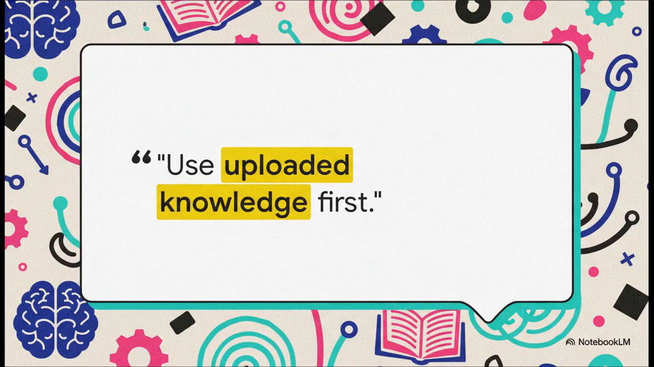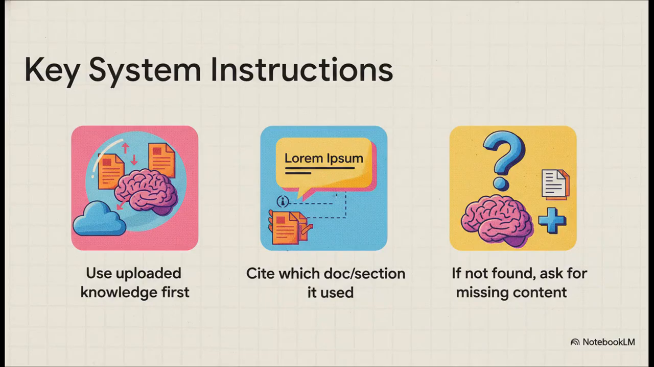Now, if you do go with that custom option, this little sentence is probably the most important instruction you can give it. By telling it to use uploaded knowledge first, you're forcing the AI to rely only on your trusted content, your ideas, your voice, and not just go searching the general internet. It's a game changer. And to make it truly reliable, you want to add a couple more instructions. Tell it to cite which document and which section it used to get its answer. That gives you total transparency. And if it can't find an answer in your knowledge base, tell it to ask you for the missing content. That way, your digital brain is constantly learning and getting better.